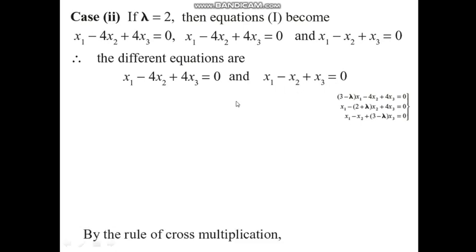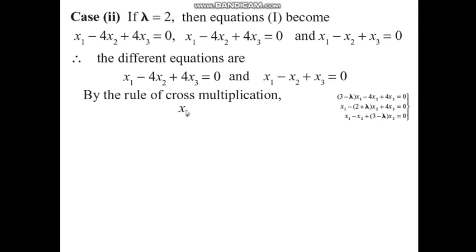Coming to another case, λ = 2, then equation number 1 becomes: the first equation x1 − 4x2 + 4x3 = 0, the second equation x1 − 4x2 + 4x3 = 0, and x1 − x2 + x3 = 0. The first two equations are the same. We need only two different equations. Therefore, the different equations are x1 − 4x2 + 4x3 = 0 and the last equation.